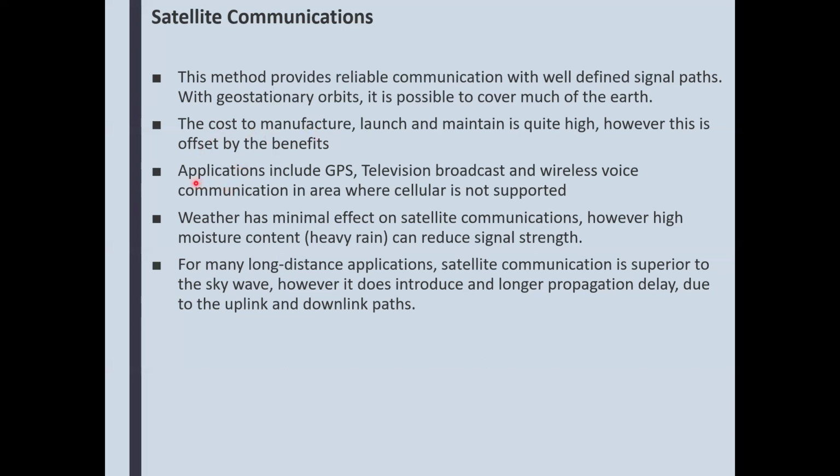Applications include GPS and television broadcast. GPS is a little different because it's satellite communication. So a satellite can cover pretty much the whole Earth, but not the cellular network. That's why in hard-to-reach areas, people get satellite dishes mounted, and that's how they get the internet, their phone service, everything else.